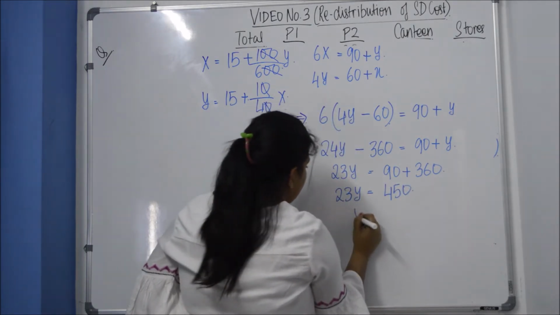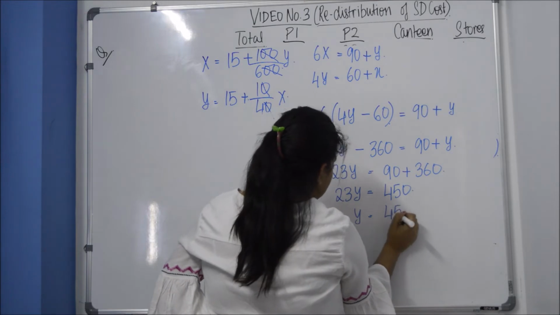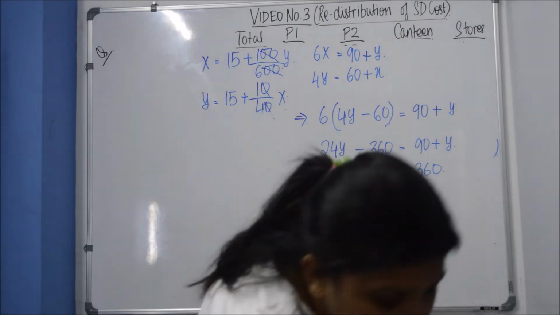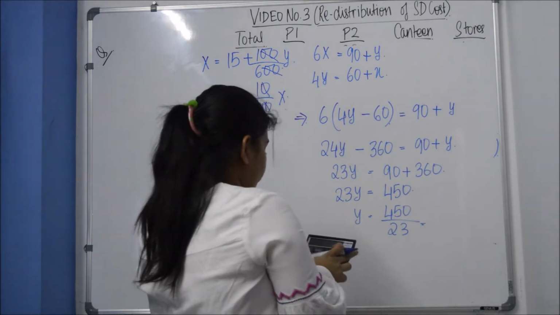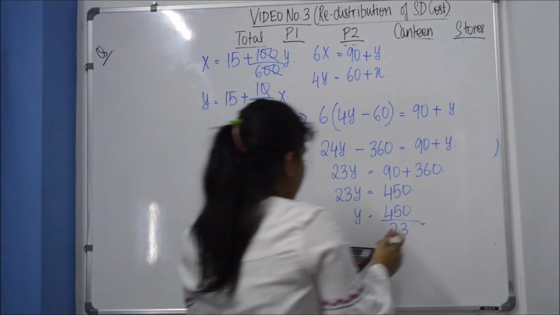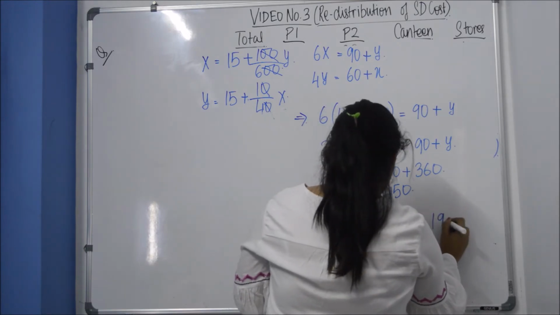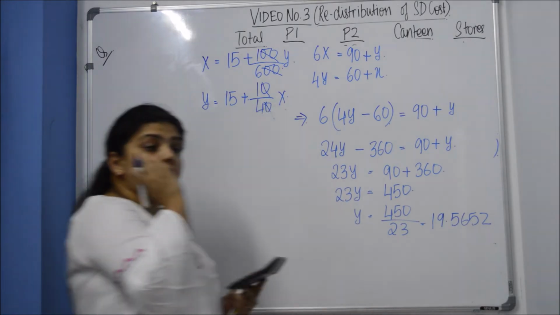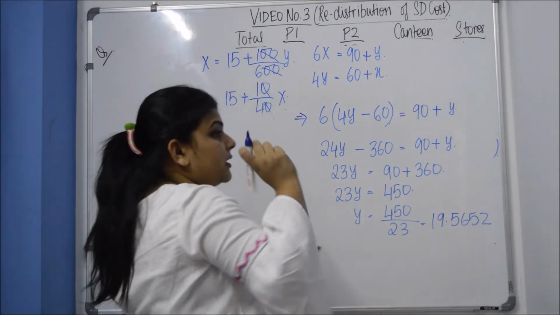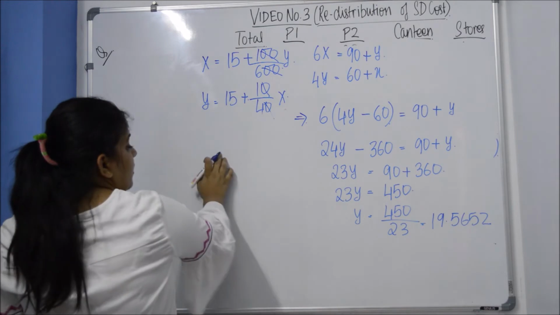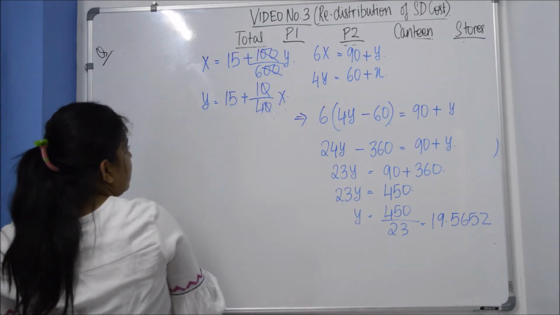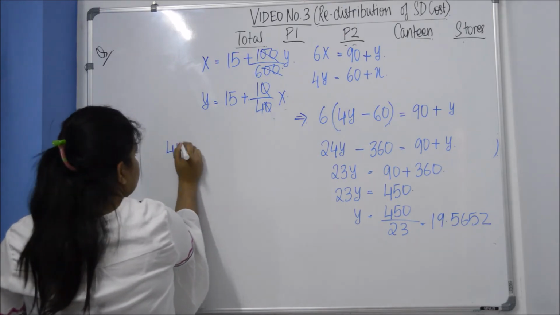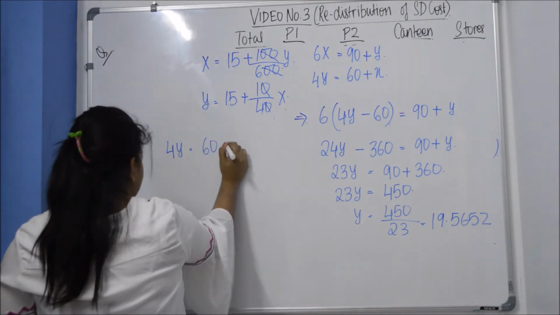23y. So y is equal to 450 divided by 23, that is equal to 19.5652. Always take 4 decimals so that your answer is nearest to the accurate. Now, substituting this value in the first equation or in the second equation, 4y is equal to 60 plus x.